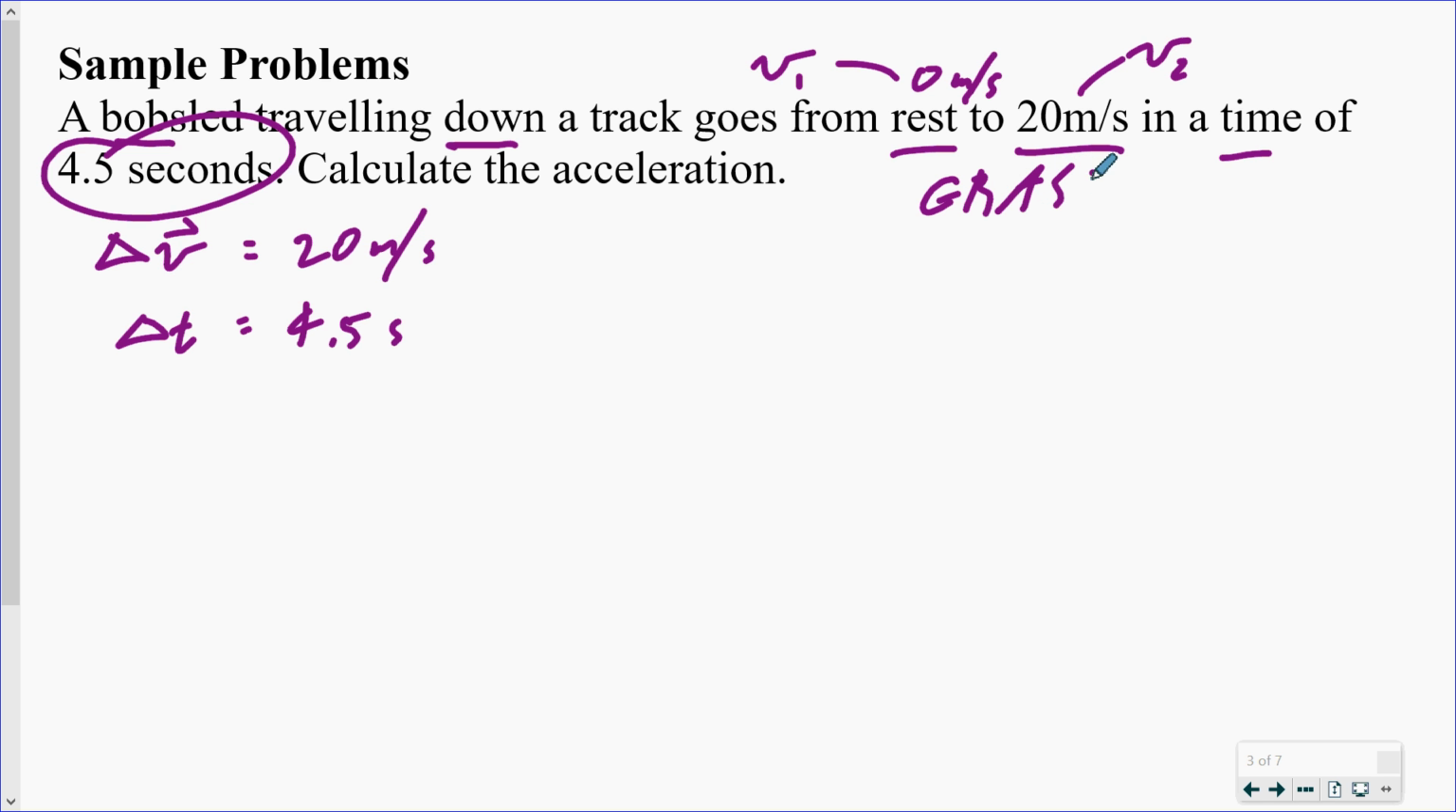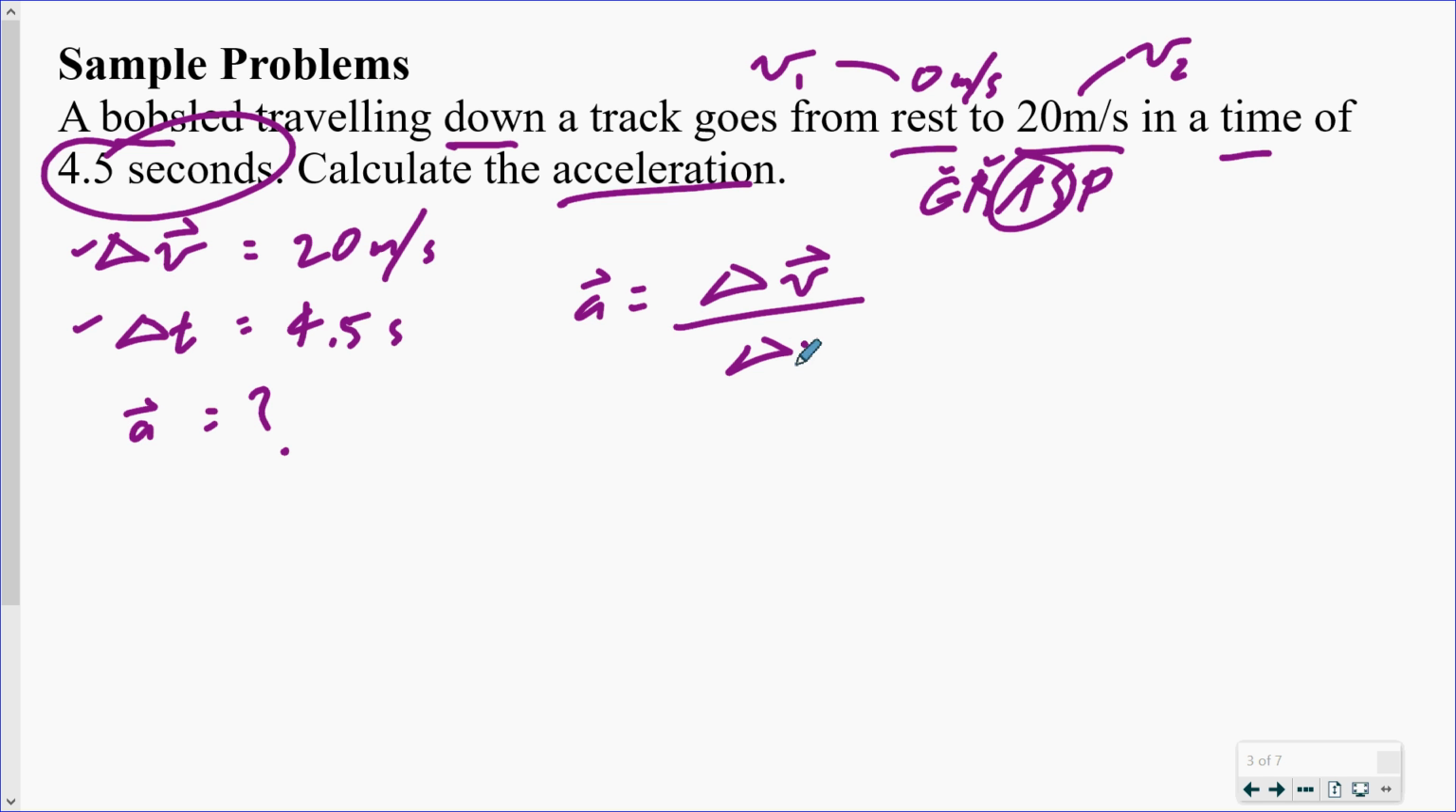Given information, we have required information. Well, we want to know the acceleration. That's what we're trying to find. We have the given, we have the required. A is the analysis, that is the equation. Acceleration is equal to the change in speed or velocity divided by the change in time.